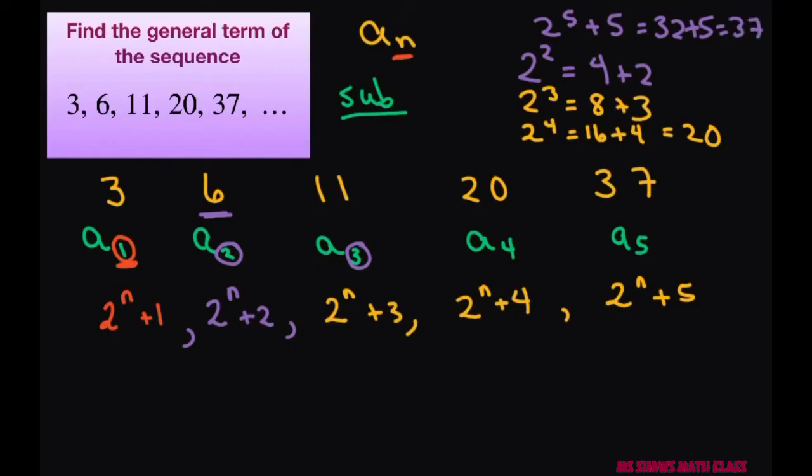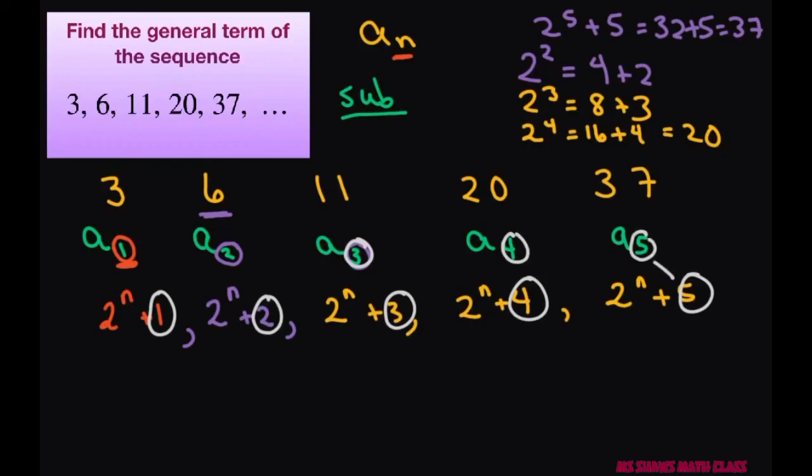The only thing we have to change up is, let's look at this: 1, 2, 3, 4, and 5. But basically, notice that they match our subscripts here. These numbers match. So our general term is going to be a sub n equals 2 to the power of n plus n. And that's going to work for all the numbers you have here.